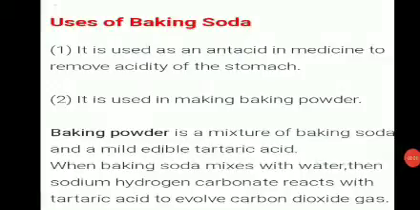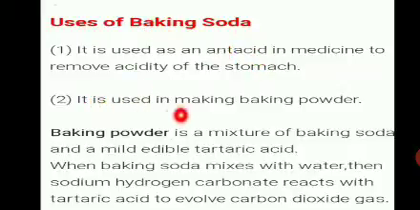Uses of baking soda. First usage, it is used as an antacid in medicine to remove acidity of the stomach. As I mentioned, it is alkaline in nature. Being alkaline, it has the capacity to neutralize acid. So while we are taking antacids or baking soda, it neutralizes the excess acid present in the stomach and relieves indigestion. That's why we take antacids containing baking soda.